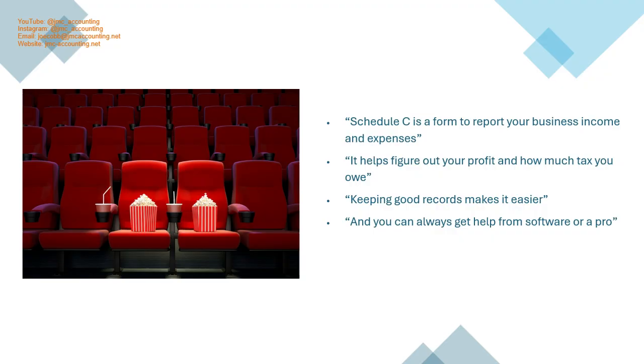Third, keep good records to make it easier. Save your invoices, receipts, bank statements, and anything related to your business money. And finally, you can always get help from software or a pro. You can use tax software that can guide you through filling out the Schedule C or hire a tax professional if you want the extra help. Just remember, if you run a business on your own, understanding Schedule C is super important. It keeps you organized and helps you avoid surprises with taxes.